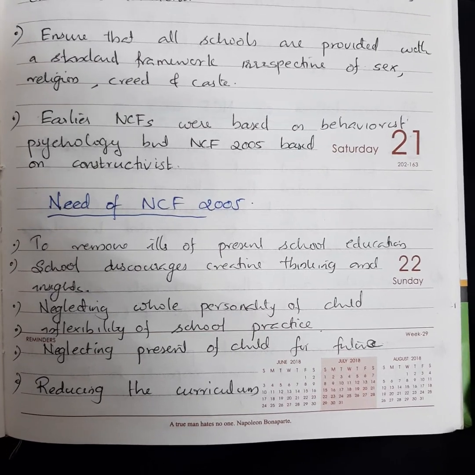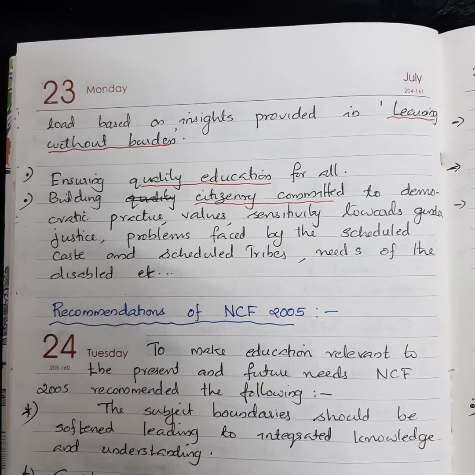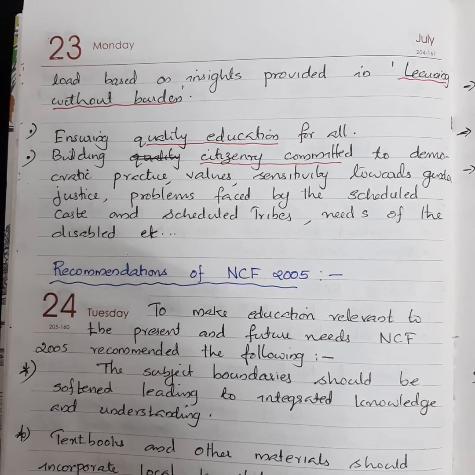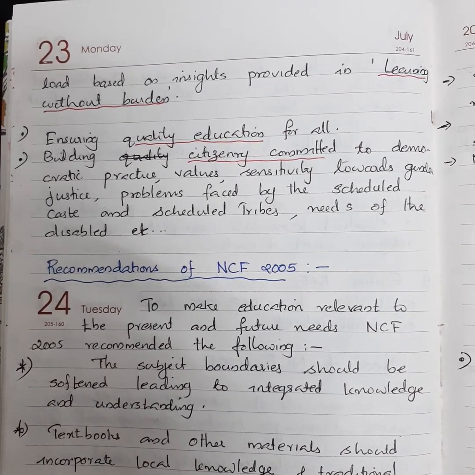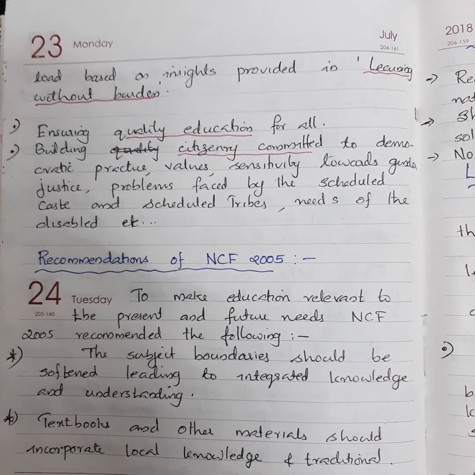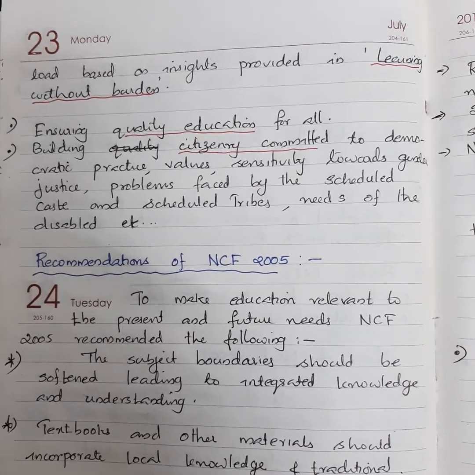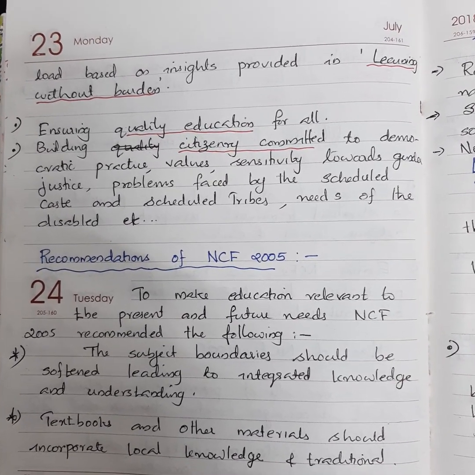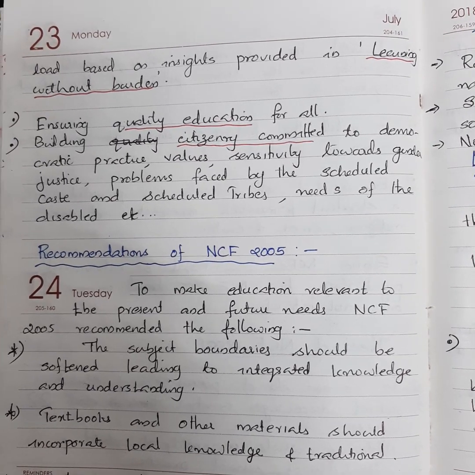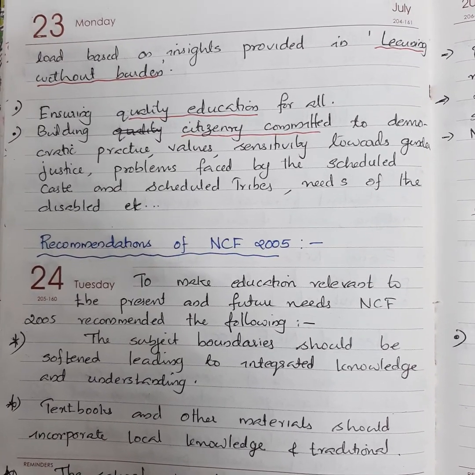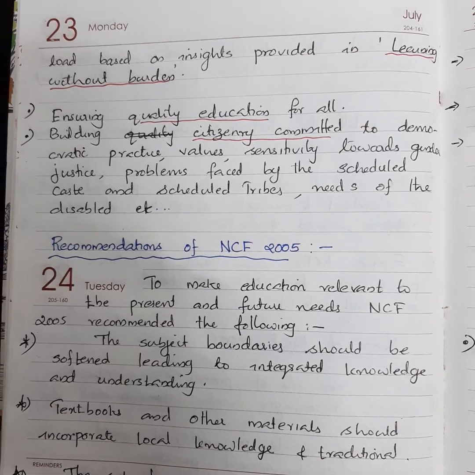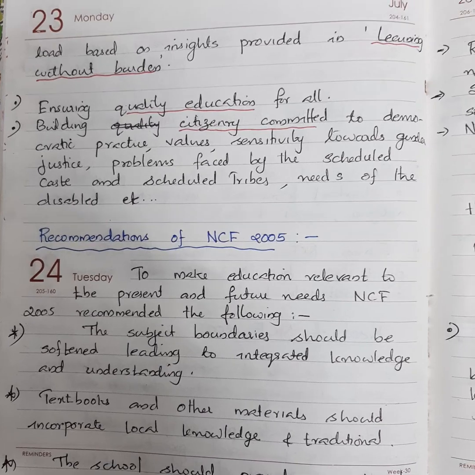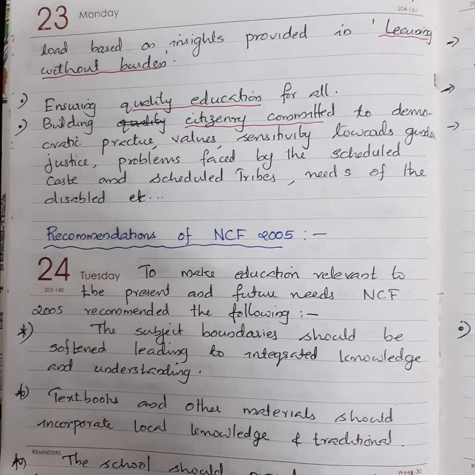Another need is reducing the curriculum load based on the insight provided in Learning Without Burden. Next need is to ensure quality education for all students in India. Next one is building a citizenry committed to democratic practice, values, sensitivity towards gender justice, problems faced by scheduled castes and scheduled tribes, and of course the needs of disabled students.